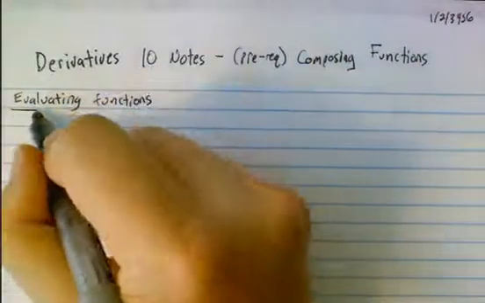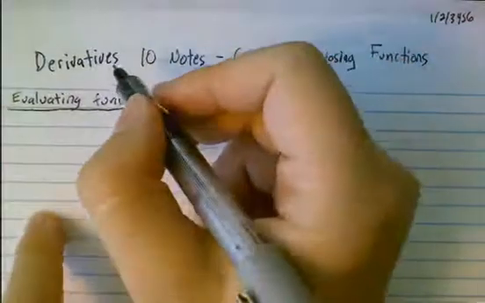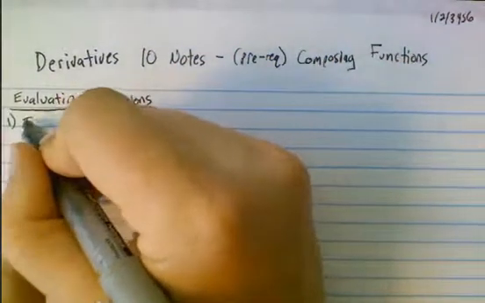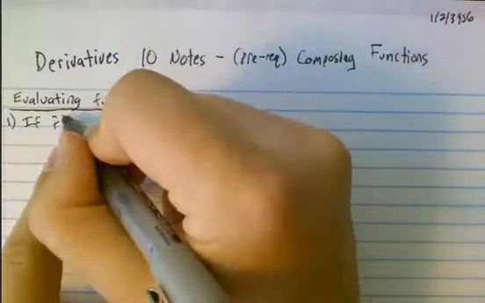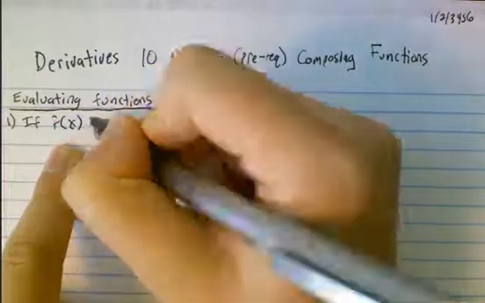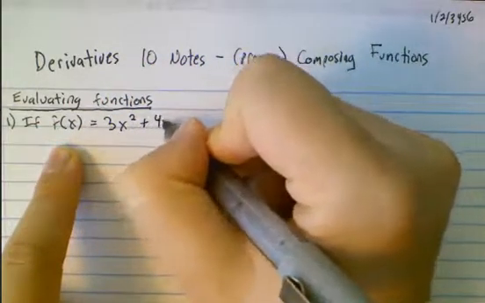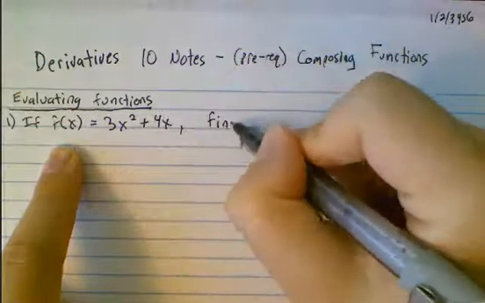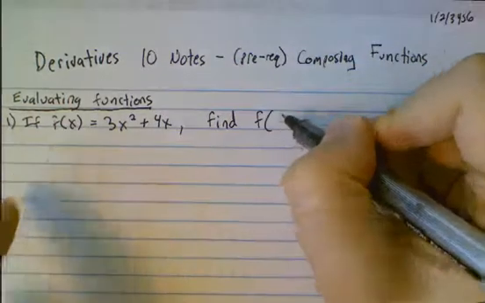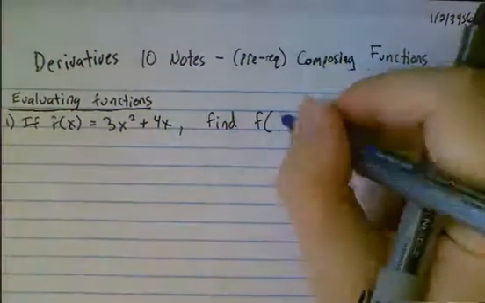Which is the precursor to composing them. And let's imagine that we have a problem like this. If f of x equals 3x squared plus 4x, find f of 5.